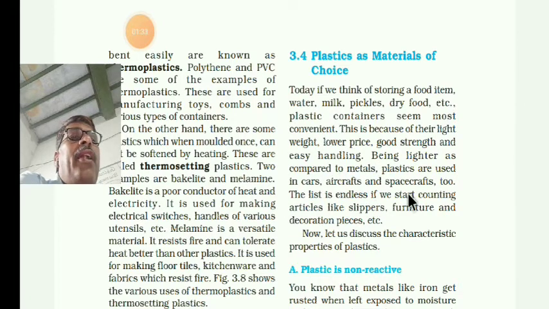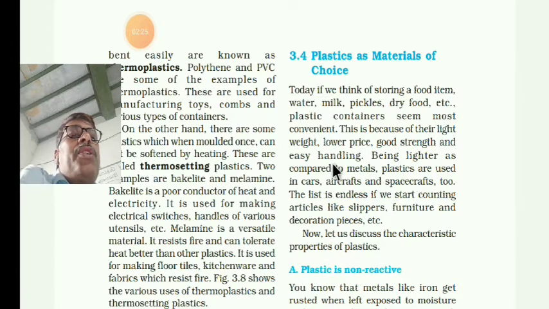The list is endless if you start counting articles like slippers, furniture, and decoration pieces. So these are all the uses of plastics. Why is plastic used more nowadays? Because of its light weight, lower price, good strength, and easy handling. Due to these characteristics, plastic has got more importance.